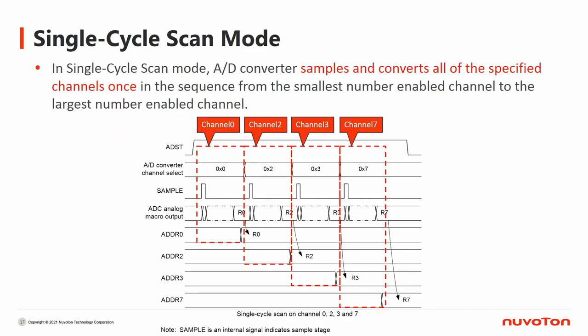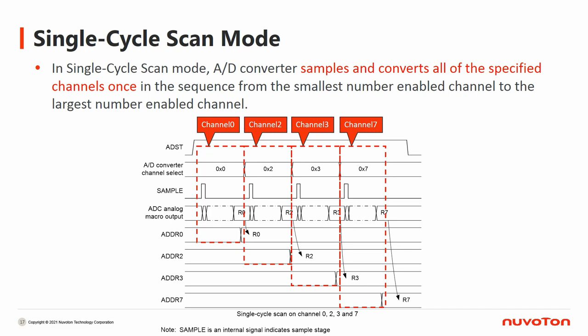Single cycle scan mode will scan all enabled channels once. The ADC will sample and convert each channel in sequence from the smallest channel number to the largest channel number. Take the graph below for example. There are 4 channels enabled in this example: channel 0, channel 2, channel 3, and channel 7.